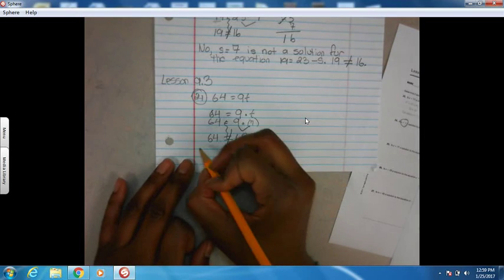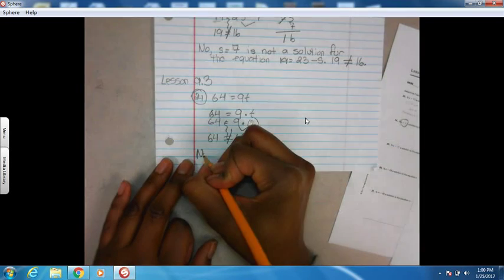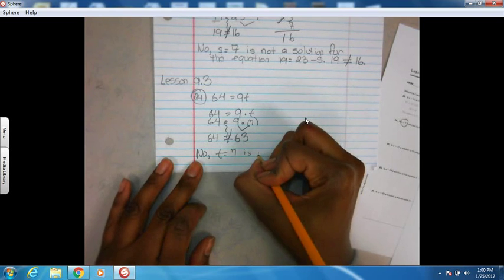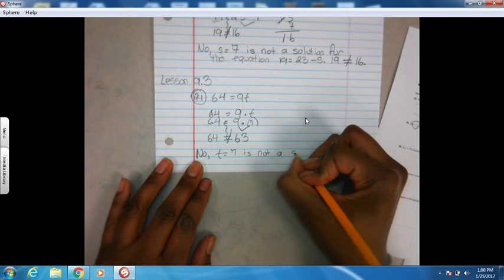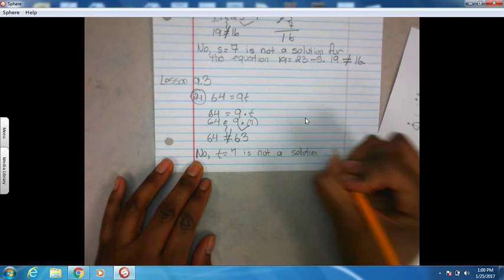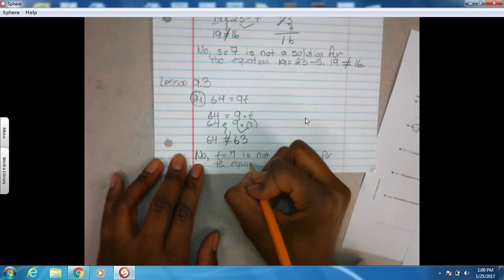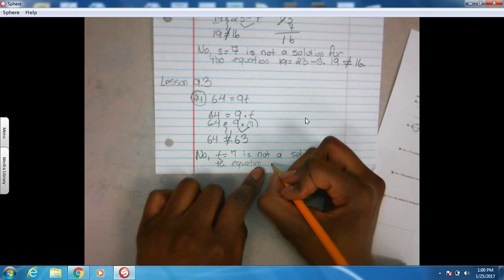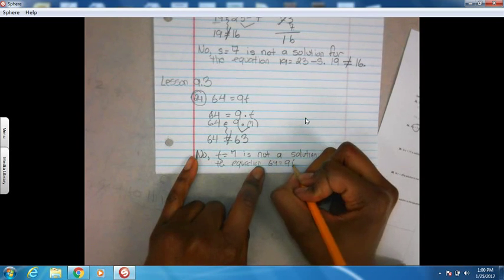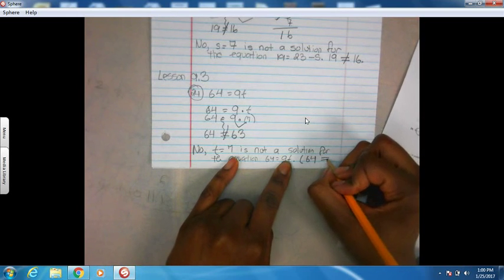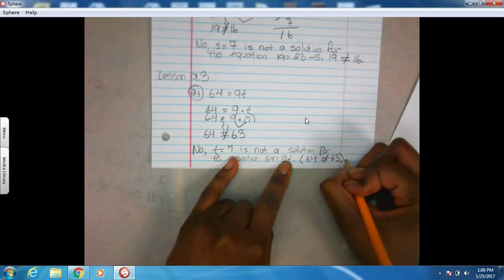So let's go ahead and write our answer. No. T equals 7 is not a solution for the equation 64 equals 9t. And in parentheses, we could just make a little note. 64 is not equal to 63.